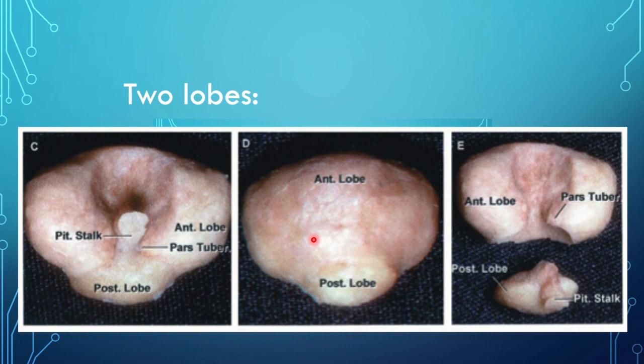So the pars tuberalis, the one you can see over here, wraps partially around the pituitary stalk, this one. In this picture, the anterior and posterior lobes have been separated, and what you can see here is the stalk joins the anterior superior surface of the posterior lobe and is partially surrounded by pars tuberalis, this one.